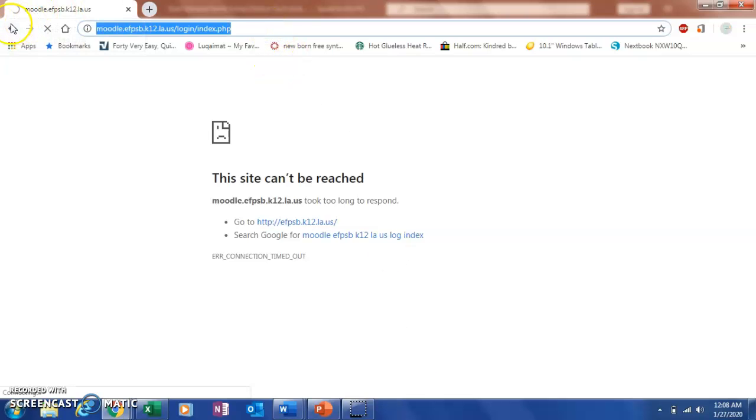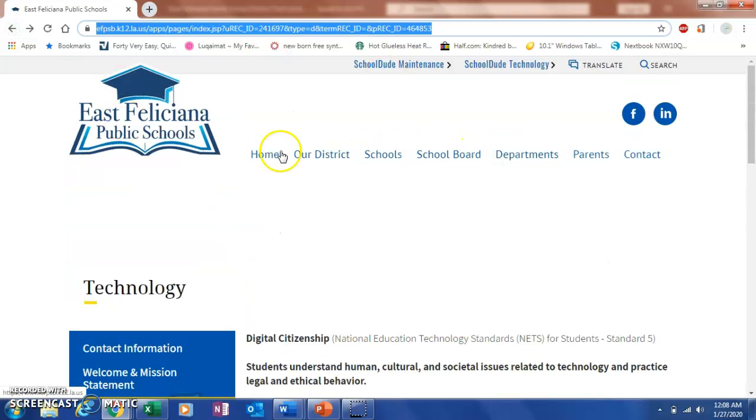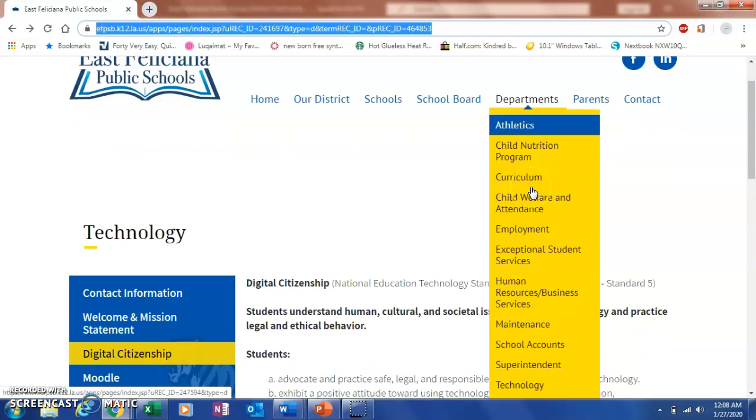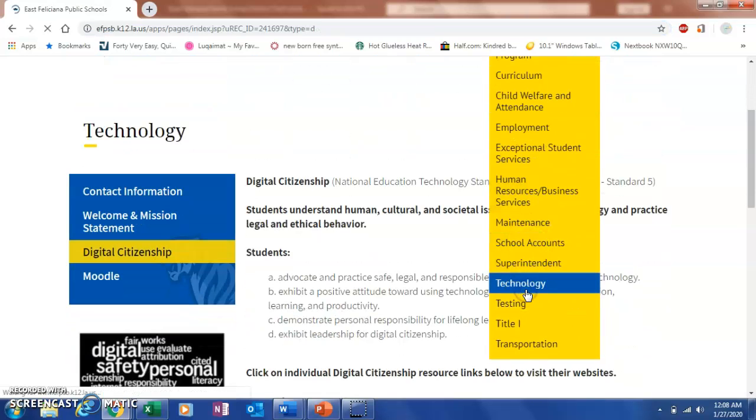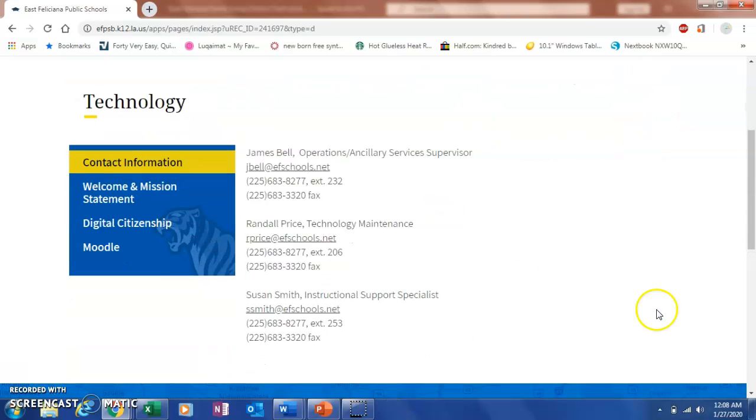So when I go into the district website, and I go down to departments, technology, you can see, like I mentioned earlier, it's a very small school district, and that's very evident because of the amount of people on staff for technology. There are 3 on-call technology personnel on staff for the entire district. So they go back and forth between 7 schools.